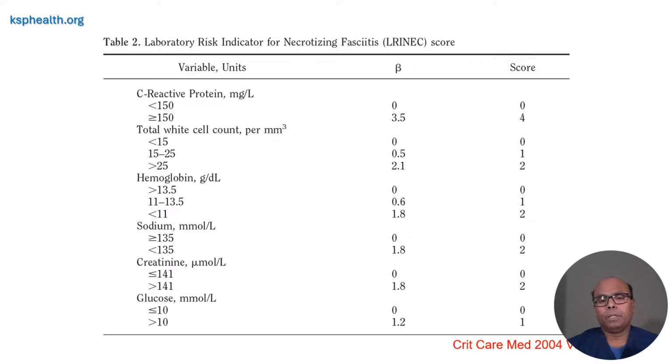This table shows the LRINEC score. They use C-reactive protein, white cell count, hemoglobin, sodium, creatinine, glucose. There are separate scores given for each element. If the score is 6 or above, it is very suggestive of necrotizing fasciitis.